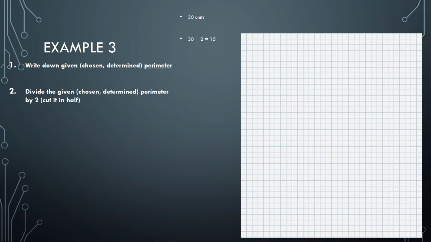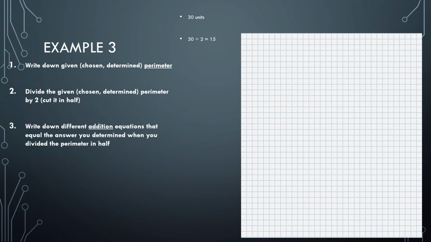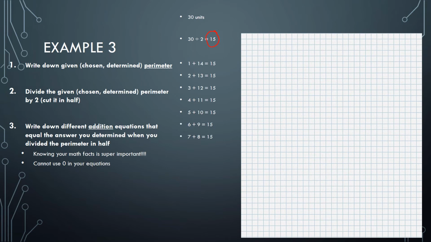Now our third step is to write down all those different addition equations that equal 15. So this one's going to have a few more than it did when it was just 5 or 6. So we have 1 plus 14 is 15, 2 plus 13 is 15, 3 plus 12 is 15, 4 plus 11 is 15, 5 plus 10 is 15, 6 plus 9 is 15, and 7 plus 8 is 15. Okay, all of those add up to half of our perimeter, so halfway around it needs to be 15.